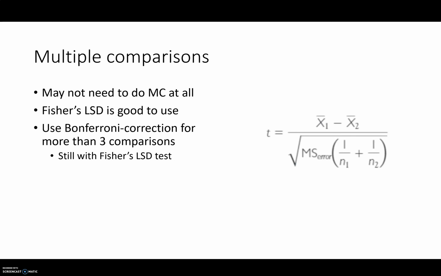Remember, you only want to use this if the F statistic is significant. If it's not significant, then you can't use this one. But if it is, then you can use this one. And if you're doing three comparisons, then it's fine to just do it without any additional correction. Otherwise, you'll want to use Bonferroni correction, so divide your alpha by the number of comparisons that you compute. And you'll still do that with Fisher's LSD t-test. You'll still perform multiple of those.